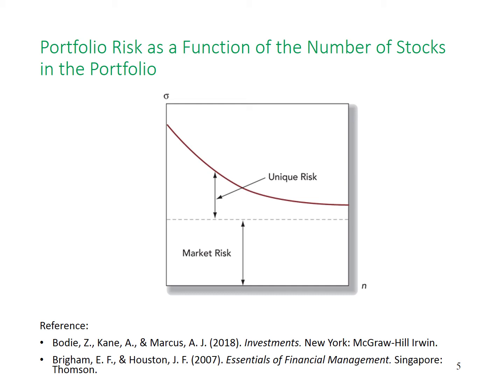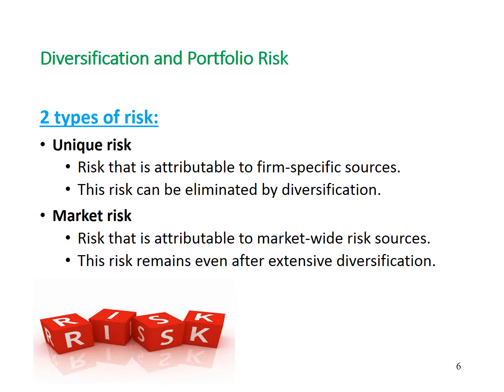Market risk, on the other hand, stems from factors that systematically affect most firms. For example, war, inflation, recession, high interest rates. Because most stocks are negatively affected by these factors, market risk cannot be eliminated by diversification. There are two types of risk, unique risk and market risk. Read this definition. I will pose some questions to test your understanding.